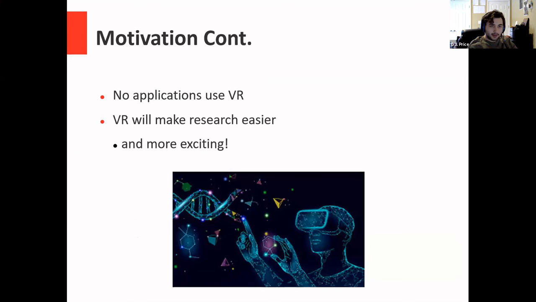But none of these applications use virtual reality. VR, we believe, will make research easier. It's much more conducive to research if you can see the 3D object that you're trying to manipulate and look at. There can be some things lost when trying to draw diagrams, or at the very least, it's a little more difficult to conceptualize what's happening when you see the diagram. It will make it easier to get more people into the research, make it more accessible, more interesting, and of course more exciting.